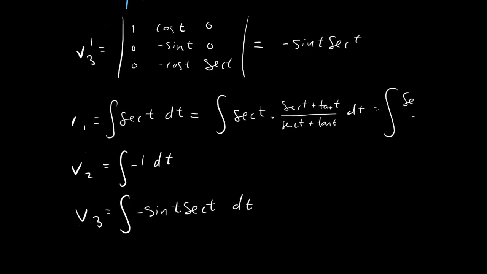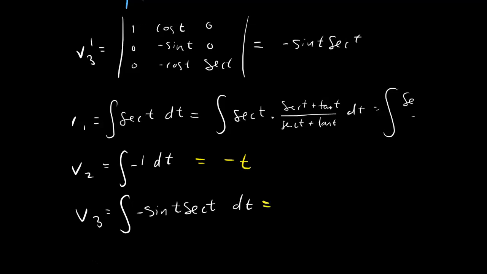Likewise, and since it's kind of skinny here, I'll do it in a different color. So for V2, the integral of negative 1, I'm just going to call it negative t. And notice I am here not putting in an arbitrary constant, since I'm looking for a particular solution. Any particular solution, right? So I don't care if it's plus 1, plus 2, plus 3. I'm just going to add 0 because that makes it much easier for me.